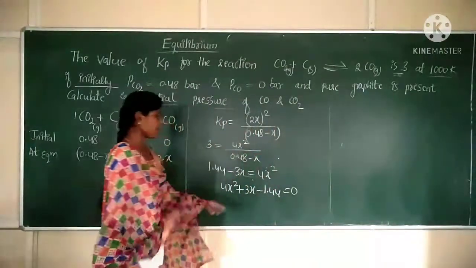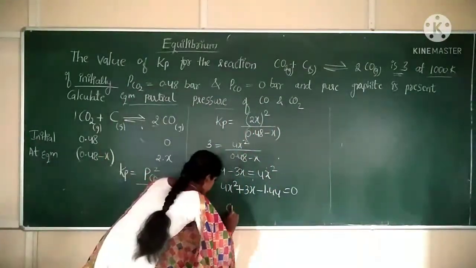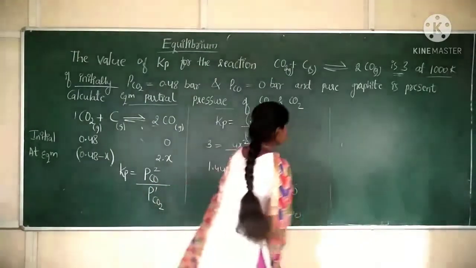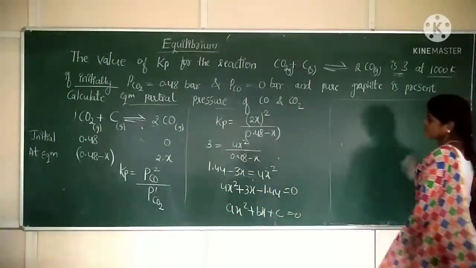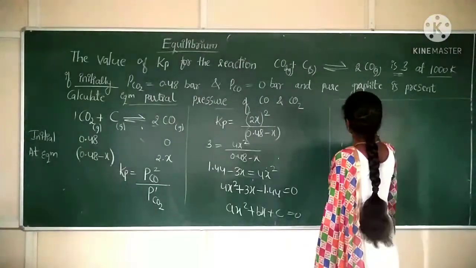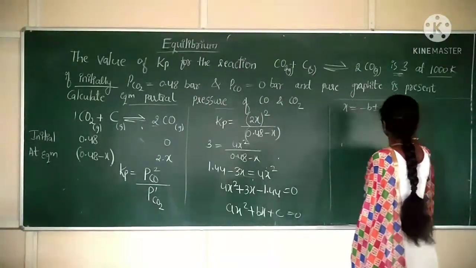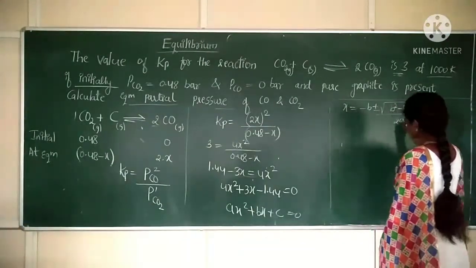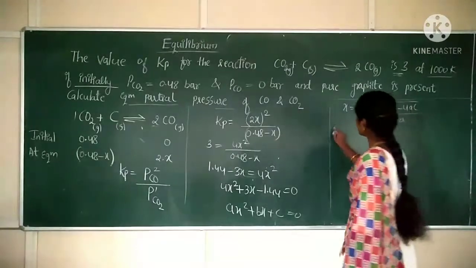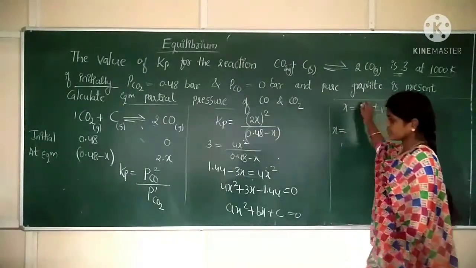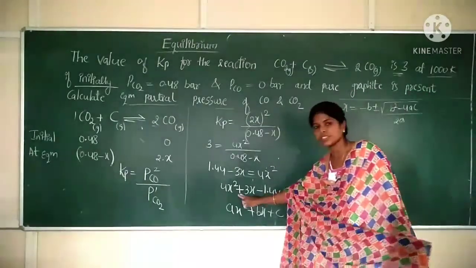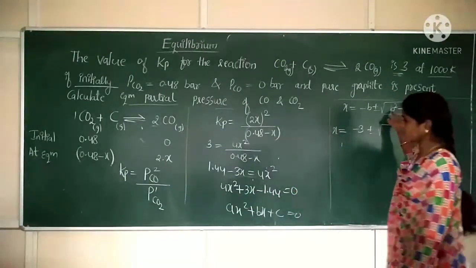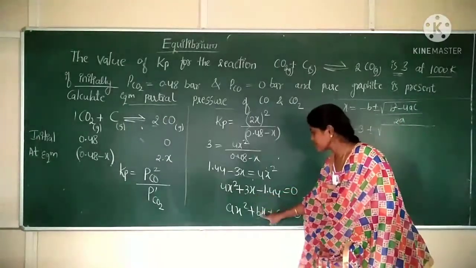Now it is a quadratic equation in the form of ax square plus bx plus c equal to 0. Now solve this equation, you will get an x value. So x is equal to minus b plus or minus square root of b square minus 4ac, divided by 2a. Correct? Now substitute the values. x is equal to minus b, so minus 3 plus or minus square root of b square. B is 3.